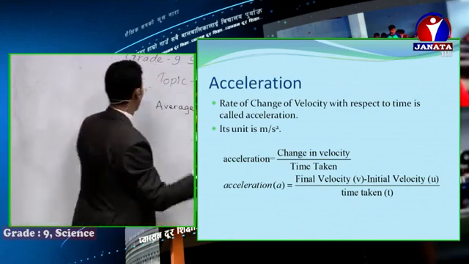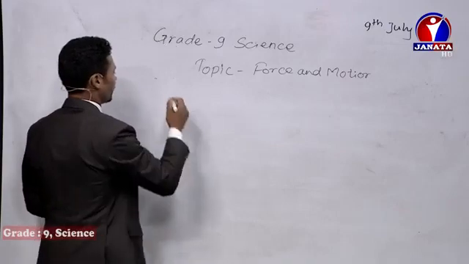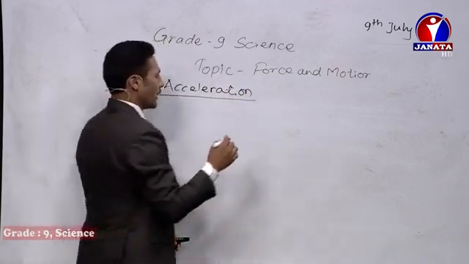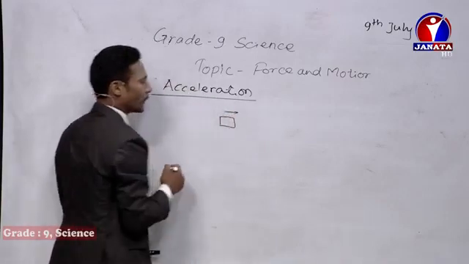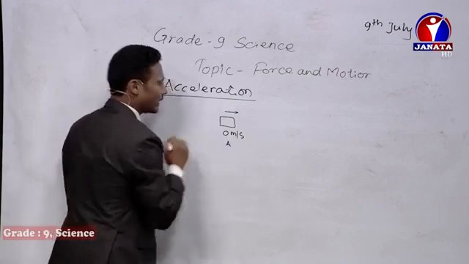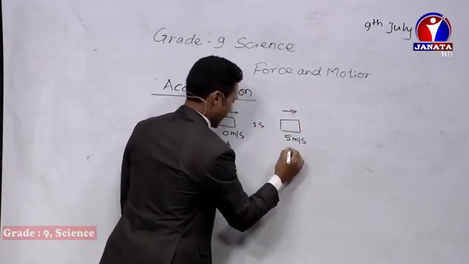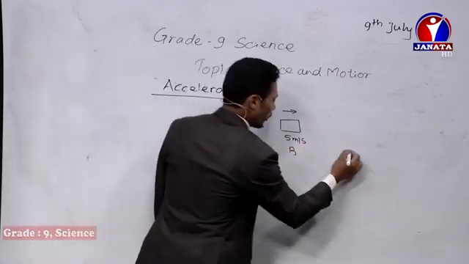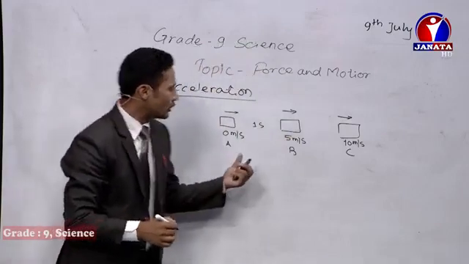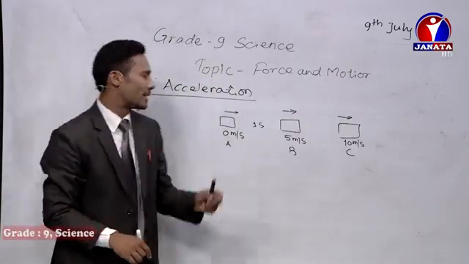So the next term we have is acceleration. So what is this acceleration? Let's see. Let's say one moving object is there. Its initial velocity is 0 meter per second at point A. Let's say in 1 second its velocity is 5 meter per second at point B. Similarly, when it reaches point C, the velocity is 10 meter per second. Then 5 meter per second is continuously changing, right? This rate of change of velocity is defined as the acceleration.